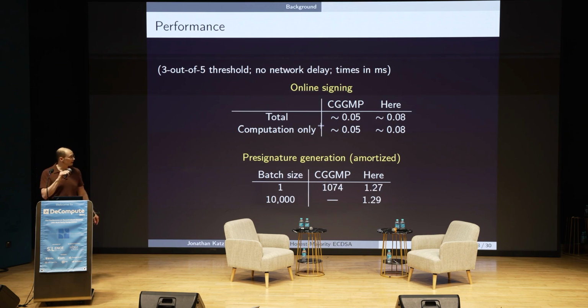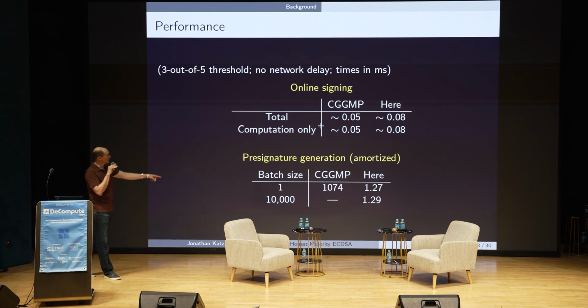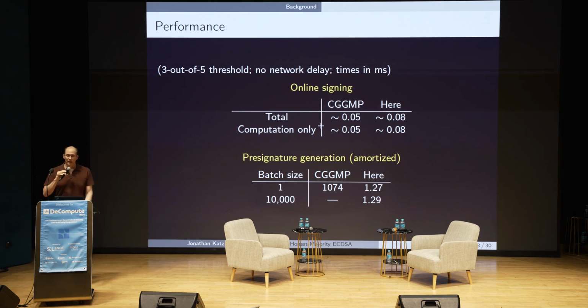And just to give a reference, if we do the same thing but with no network delay, so just looking at the computation time itself, actually you get barely any change. You get a change in the CGG-MP protocol, but in our case, since we're anyway amortizing over a large number of signatures, it gets washed away, and you get numbers like these.